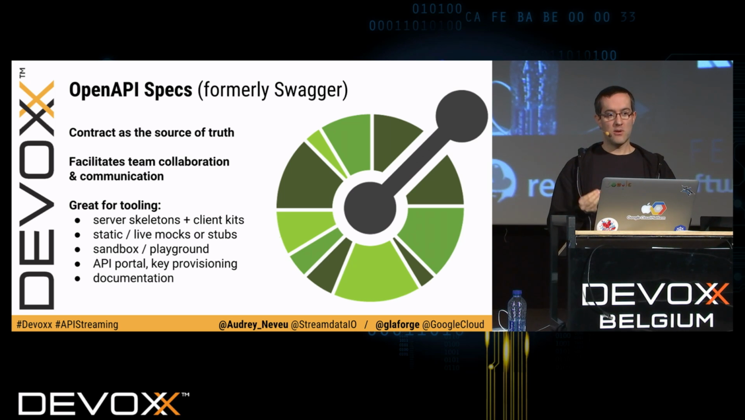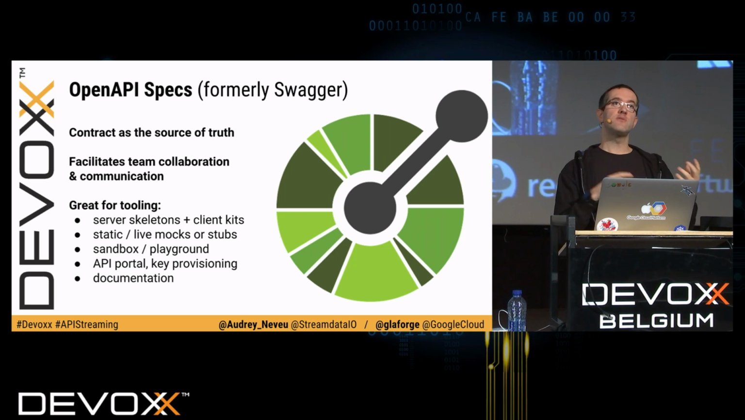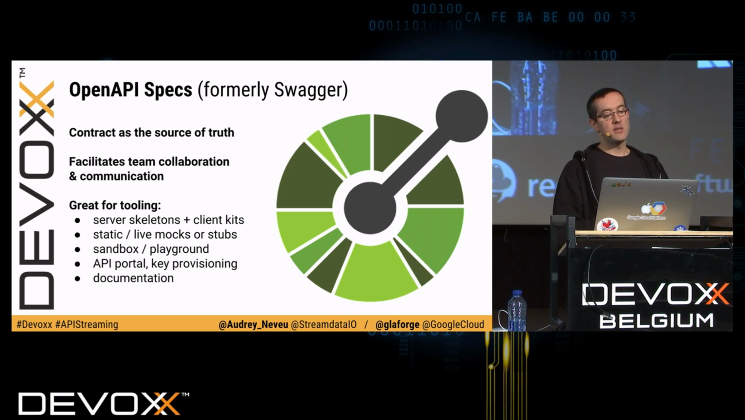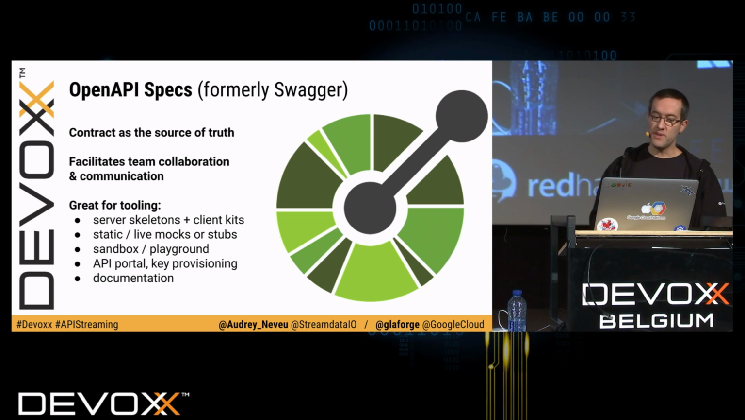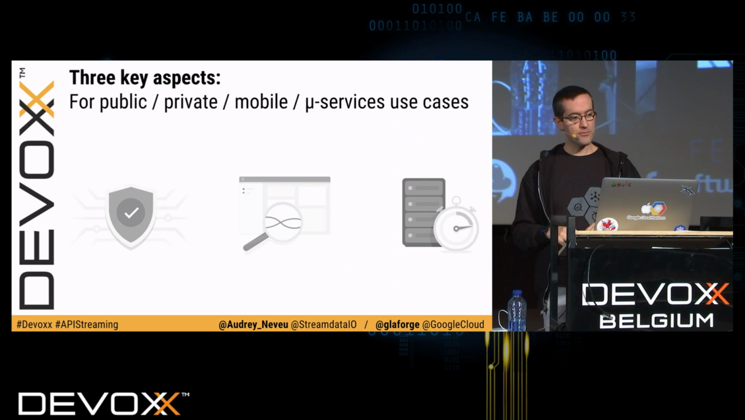So you've got one particular standard and format which has been used by tools to do things like generating client kits, so programs to call your API, and server skeletons. If you want to implement an empty API, then you fill in the gaps to add the business logic. But you can also generate mocks or stubs, and create some playgrounds where you can interact with the API. Swagger UI is a good example of that. And also generate documentation.